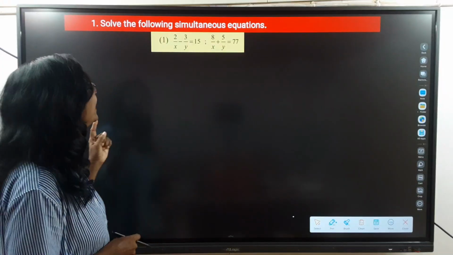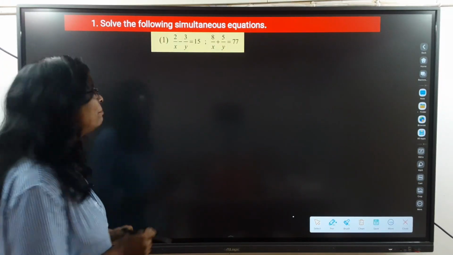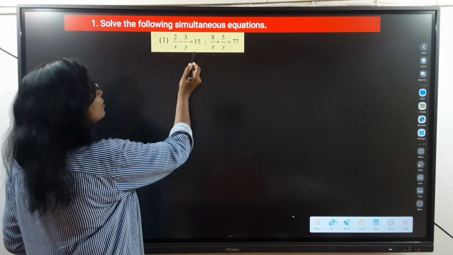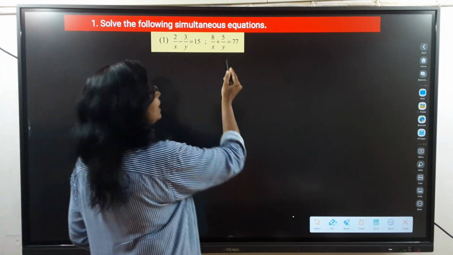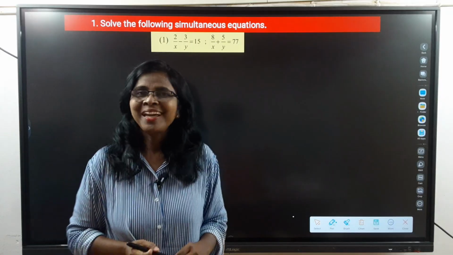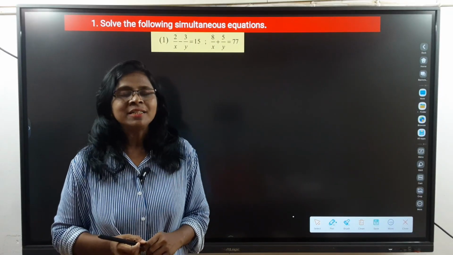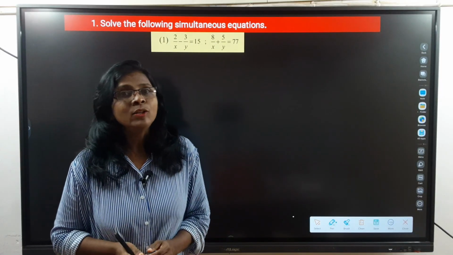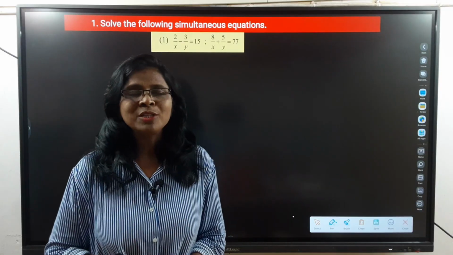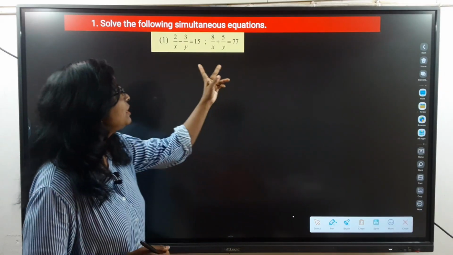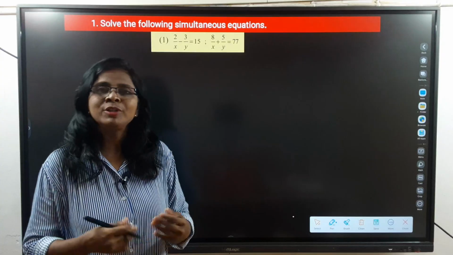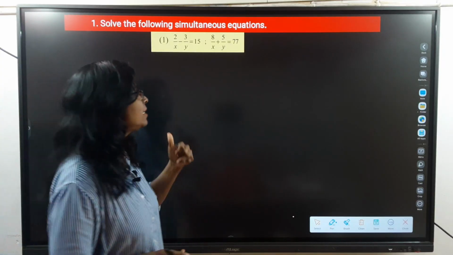Question 1, students, solve the simultaneous equations. The first example is 2 upon x minus 3 upon y is equal to 15 and 8 upon x plus 5 upon y is equal to 77. Now students, observe these equations carefully, and we can see that these equations are in non-linear form. So now here students, we have to convert these non-linear equations into linear equations first, and then we can solve the simultaneous equations. So let us solve this.